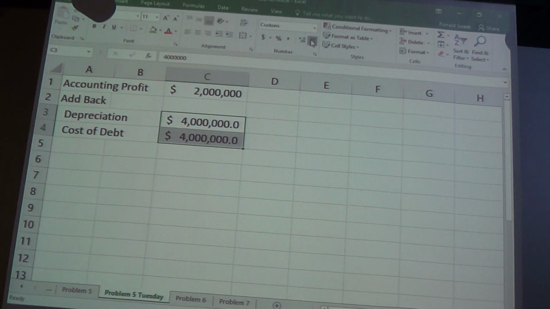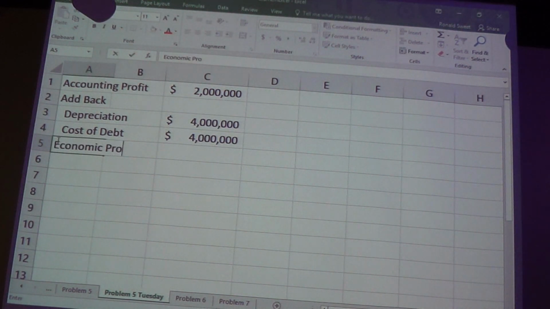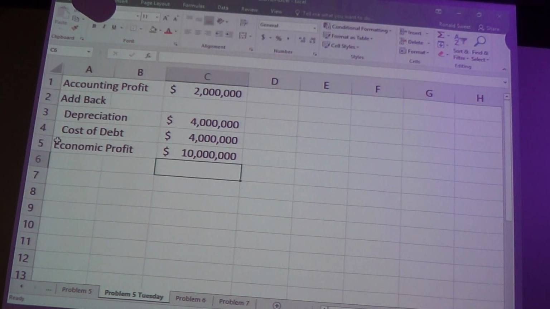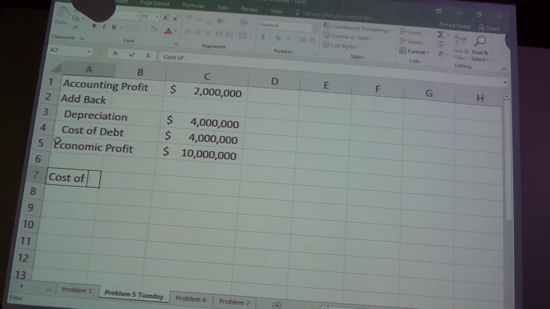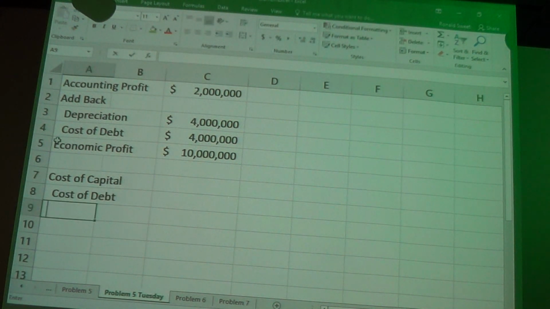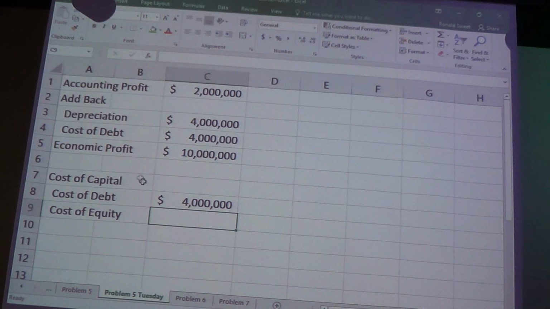And what does that give you? Remember that term? Economic profit. So their economic profit is $2 million plus $4 million plus $4 million. So her economic profit is $10 million. We're going to take that, and we're also going to do cost of capital. Cost of capital is going to be cost of debt and cost of equity. Cost of debt, we've already got, right? It's $4 million. So we just got to get cost of equity.